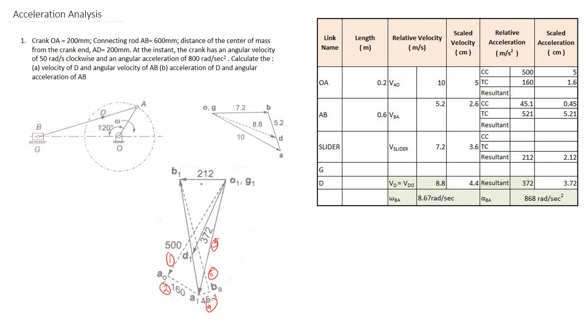After that you have to draw the tangential component. Then you have to draw the acceleration vector of the slider. So this is your sixth vector. Then you have to complete the vector A1 B1. This is your seventh vector. After that you have to complete the vector O1 D1, and this is your eighth vector. So this is how you carry out an acceleration analysis of a slider crank mechanism.